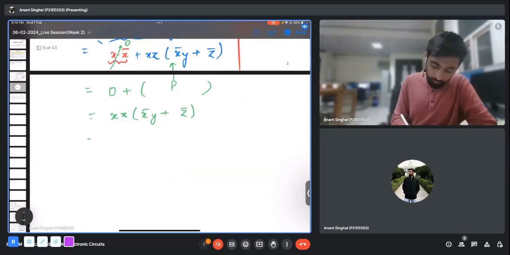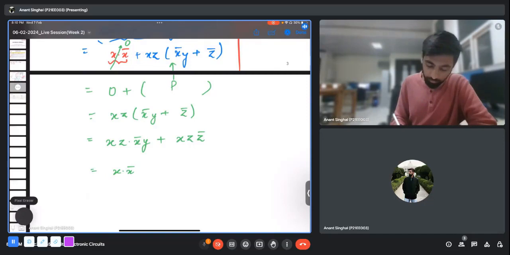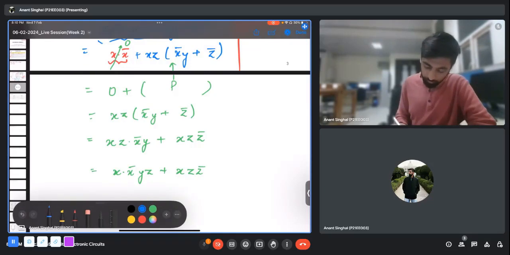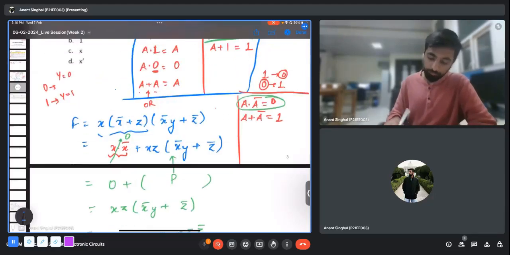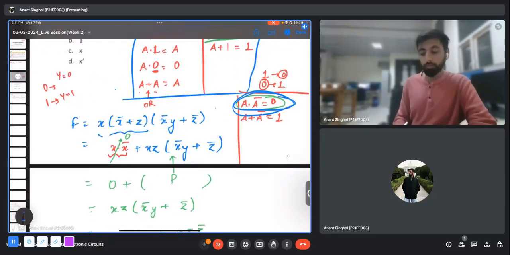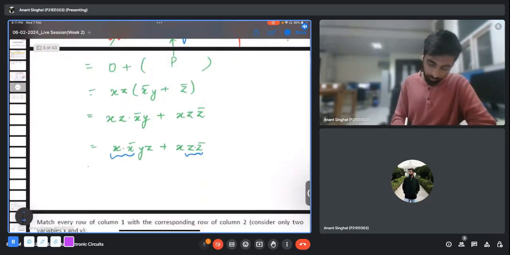Now I'll continue. I'll open the bracket again, which will be xz times x complement y plus xz z complement. Now again, I can rearrange this because they are all associative and commutative. So let's say I have x complement y z, and this is x z z complement. Now you can see one more basic thing to see here: x is getting ANDed with x complement, and z is getting ANDed with z complement. As we discussed, if you multiply a complement, it will always give you a zero. So I'm doing the same again.